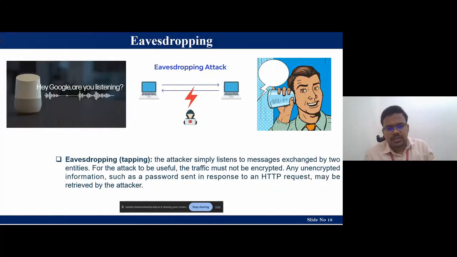So one of the best examples is eavesdropping. We have speakers in our home like Alexa or Siri. For example, the ChatGPT voice assistant, everything keeps on listening to our commands, communications, whatever we speak. When you ask, okay Google, your system will start. When you ask Siri, Siri will start responding to you. It means it keeps on listening to you.